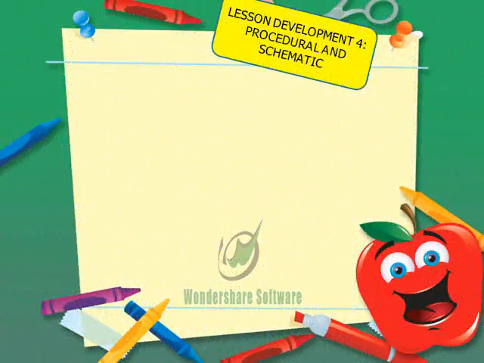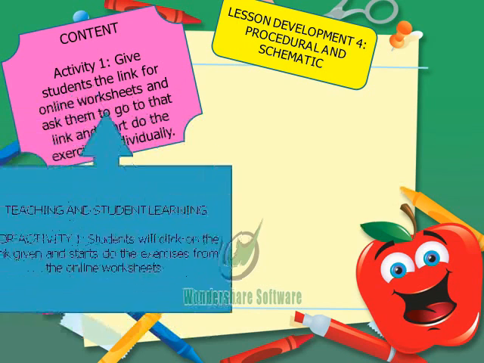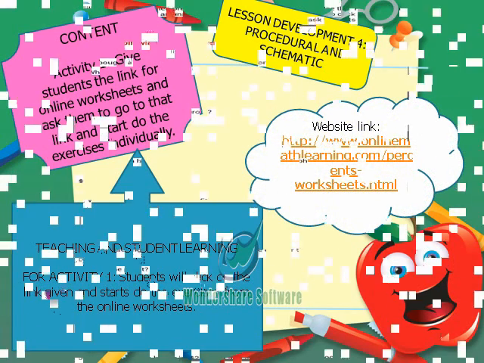For page 4 or lesson development 4, this page 4 consists of procedural and schematic knowledge. So for the first activity, give students the link for online worksheets and ask them to go to that link and start to do the exercise individually. So the teaching and student learning for activity 1, students will click on the link given and start to do the exercises from the online worksheets. So the link will be given by the teacher.